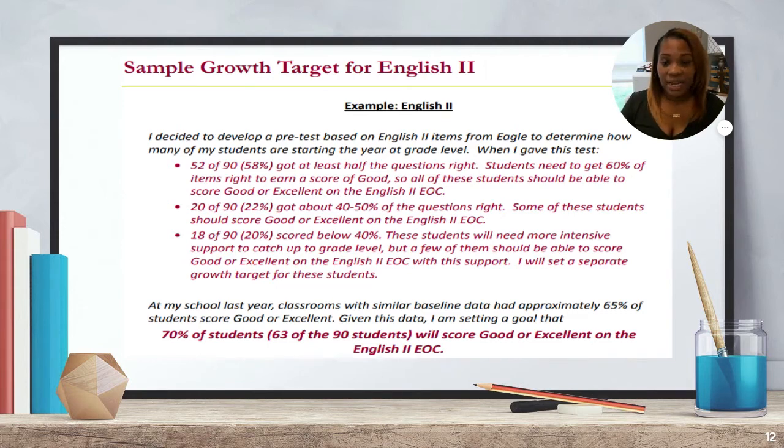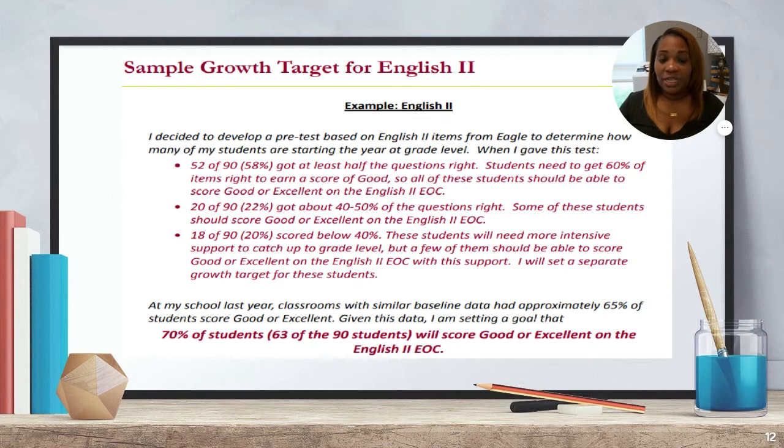When I gave this test, 52 of 90, which is 58%, got at least half the questions right. Students need to get 60% of the items right to earn a score of good. So all of these students should be able to score a good or excellent. So this teacher used the data that they received from the pretest to write a goal that is a bit of a stretch with it being excellent, but also being attainable.